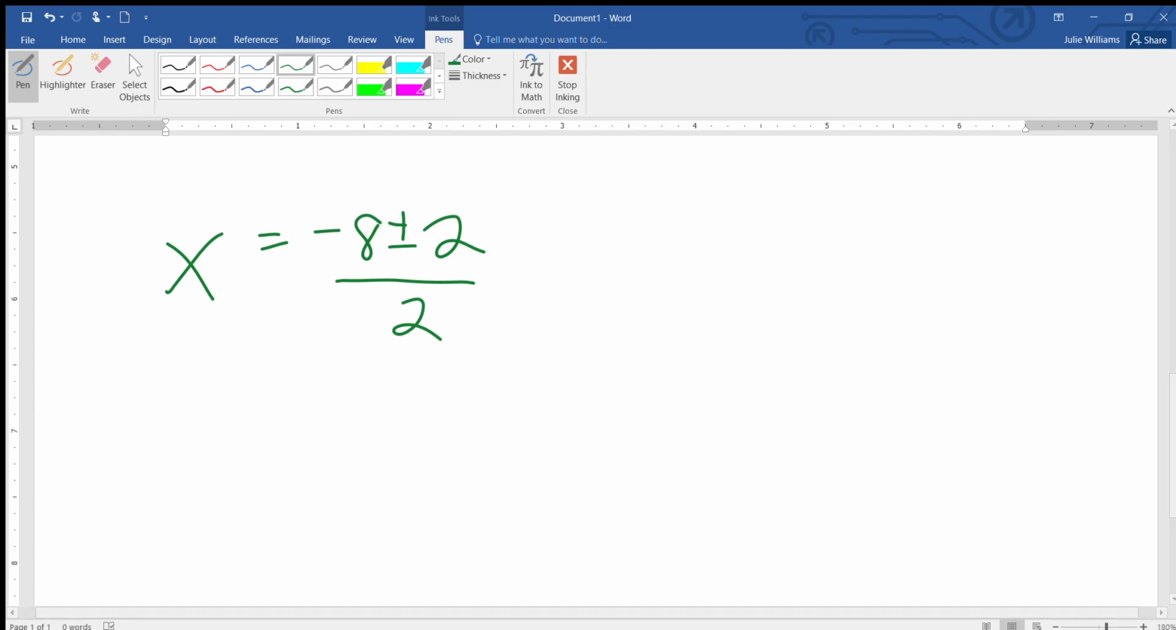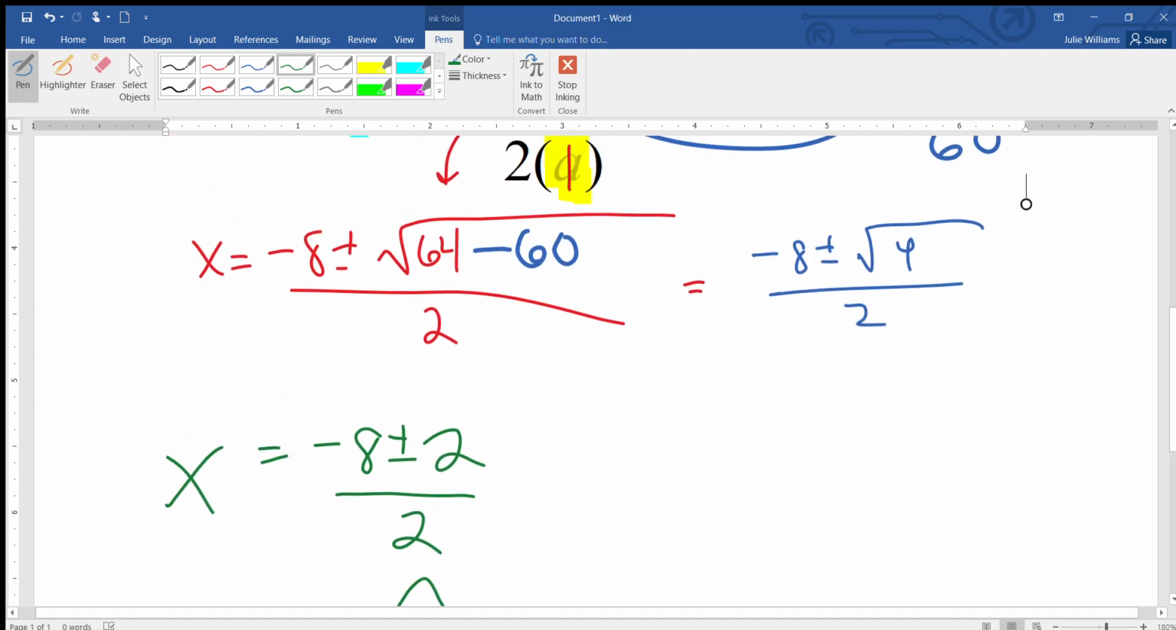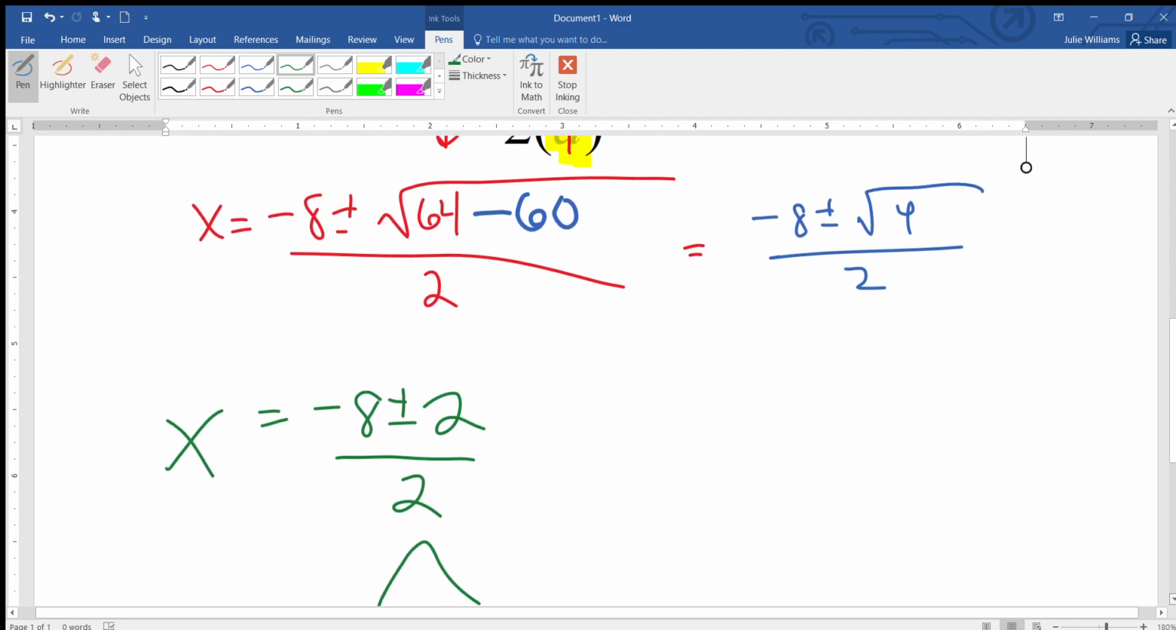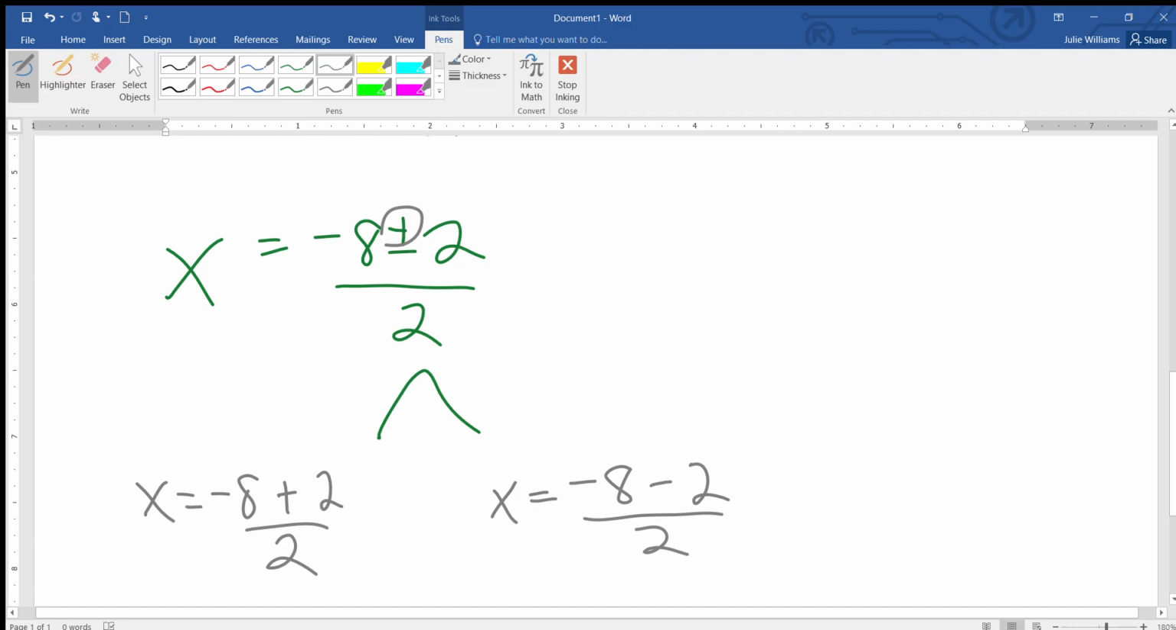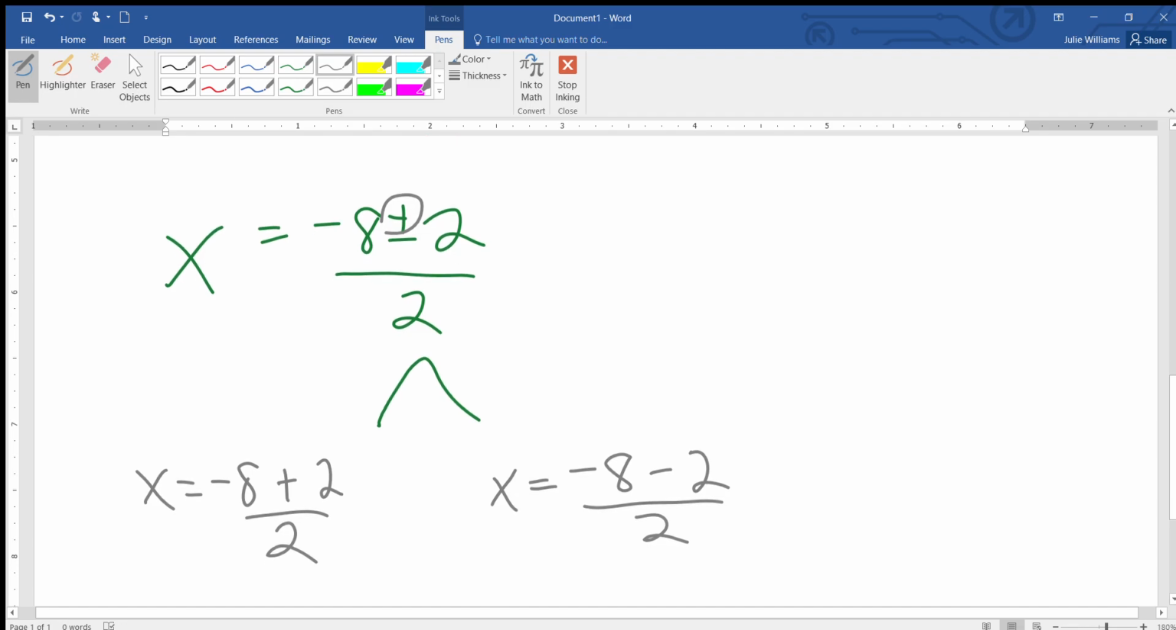At this point, what I would like for you to do is to split that. What that is telling us is that x is equal to negative 8 plus 2 over 2. So I'll take that one. But that's also saying that x is equal to negative 8 minus 2 over 2. Okay, we have two solutions here because we have a plus or minus.